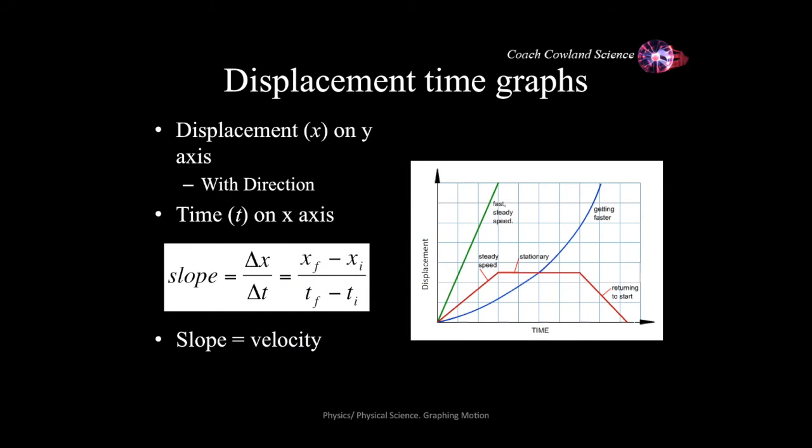So this is just a quick review of displacement time graphs. With a displacement time graph, you're looking at the rate of change of x over the rate of change of t. The final position minus the initial position divided by the final time minus the initial time. And the slope of that graph gives you the velocity, which can be negative.